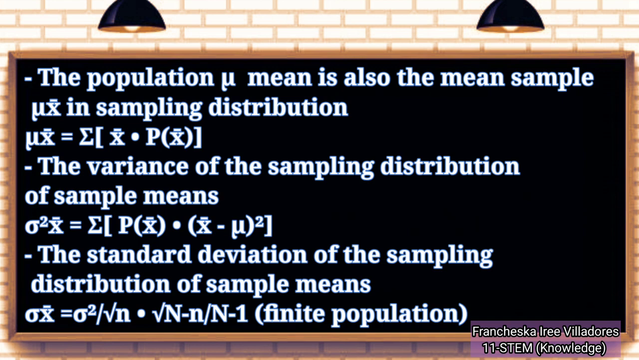Lastly, for the standard deviation of the sampling distribution of sample mean, alam natin na kapag standard deviation, ito ay square root ng variance. Pero kapag kukunin natin ng finite population or without replacement, kukunin natin ang square root nito.